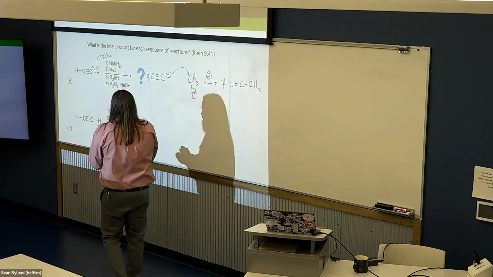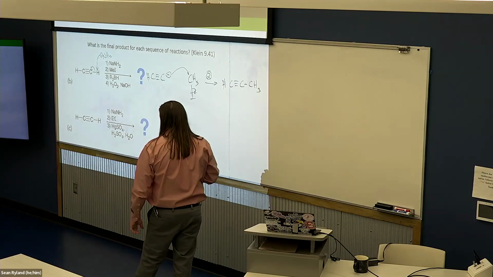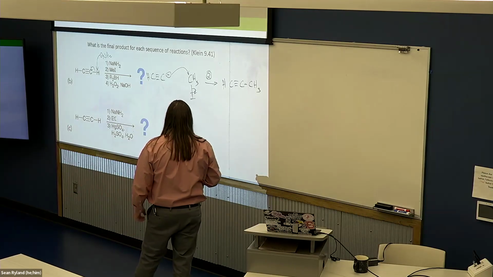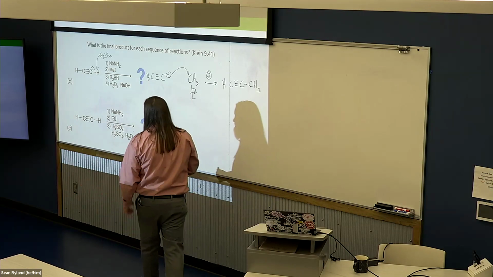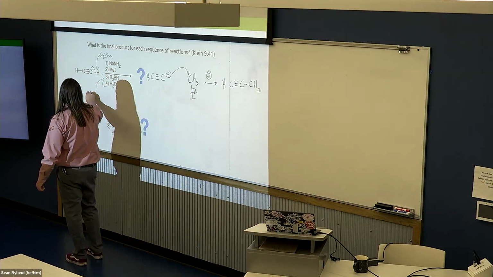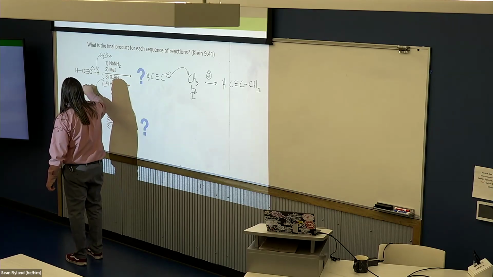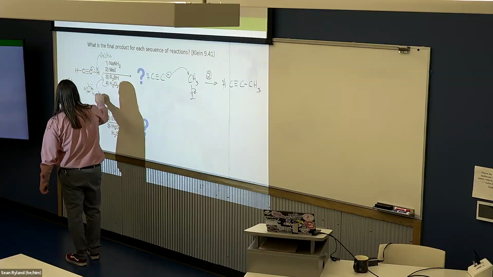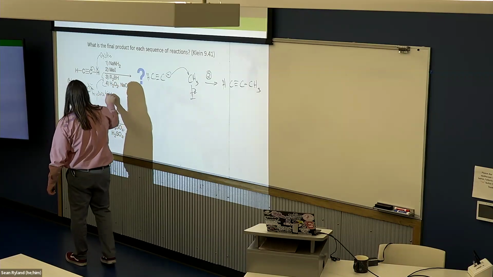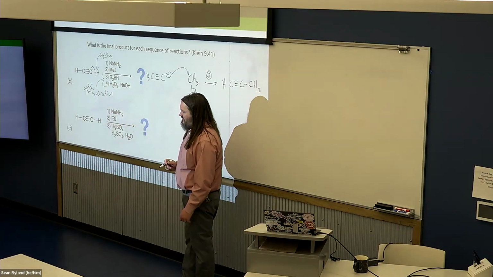So that's what we're drawing. I would have skipped the product from step 3 and gone straight to the product from step 4, because as soon as we recognize that these together are anti-Markovnikov hydration, we don't need to show an intermediate after step 3.